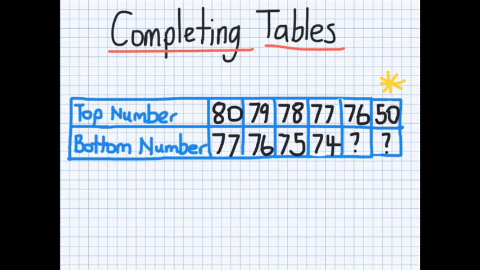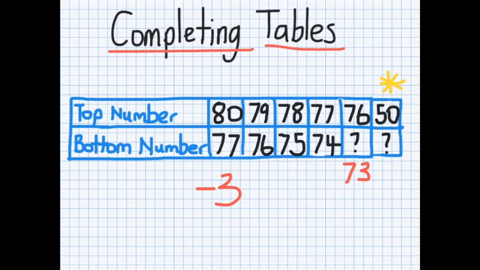So having a look here at the top numbers, we've got 80, 79, 78, 77, 76, and then 50, which is a bit odd. And then as you can see, 77, 76, 75, 74. Let's look at the possible rule that could be here. Well, 80 to 77, 79 to 76, 78 to 75, 77 to 74. Hopefully you'll be able to identify there's a difference of 3. So to get from the top number to the bottom number, we're simply subtracting 3. So we've got 76 over here, therefore the next number will be 73.